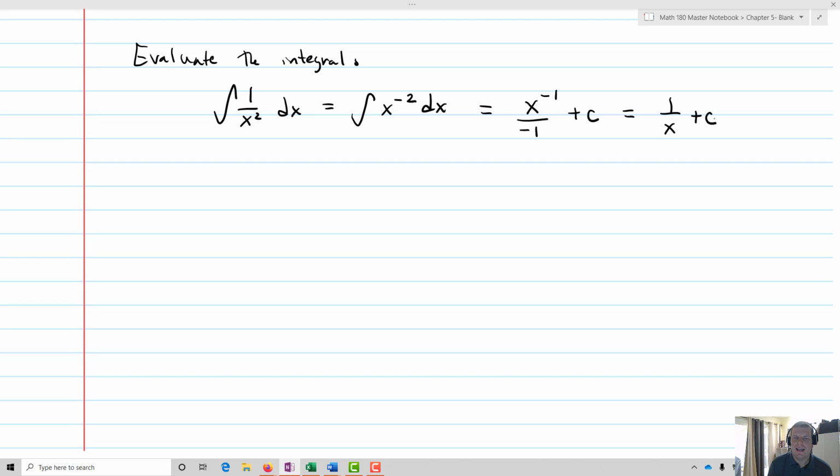Yep. The indefinite integral is the general form of the antiderivative. That's it. Let's evaluate another integral. And this time, we'll take the integral of cosine theta over sine squared theta d theta. And what we're going to do is get this into a form that we can find the antiderivative.